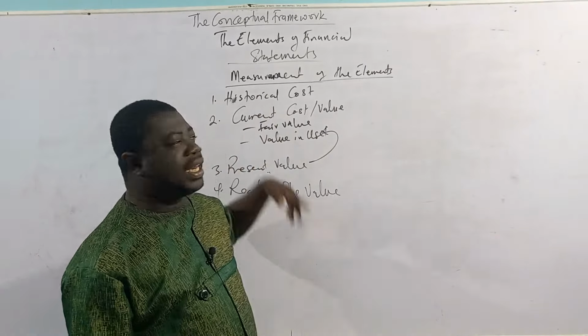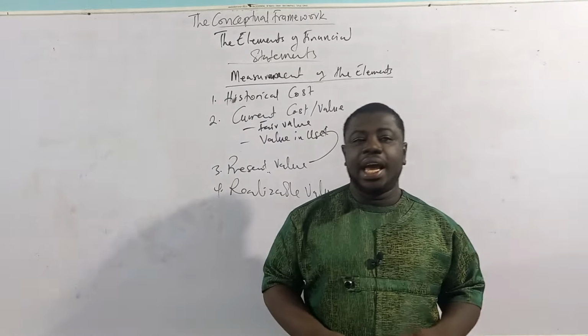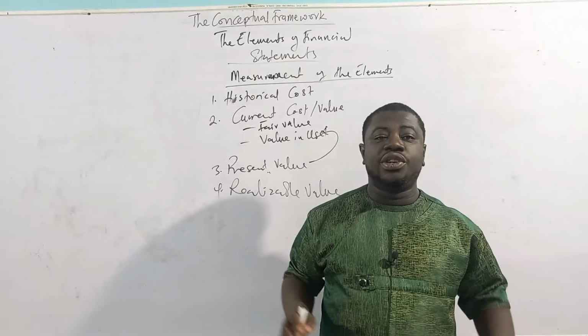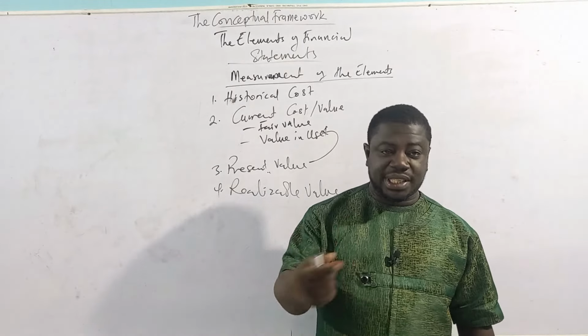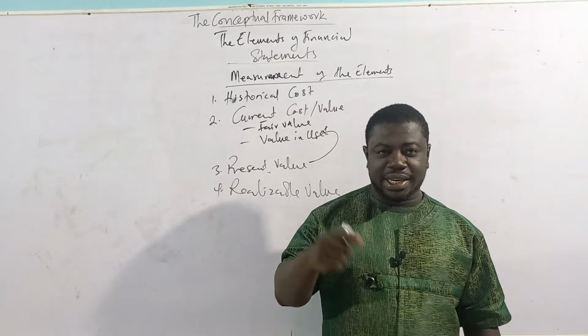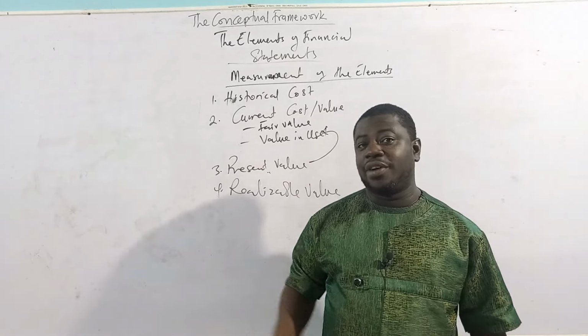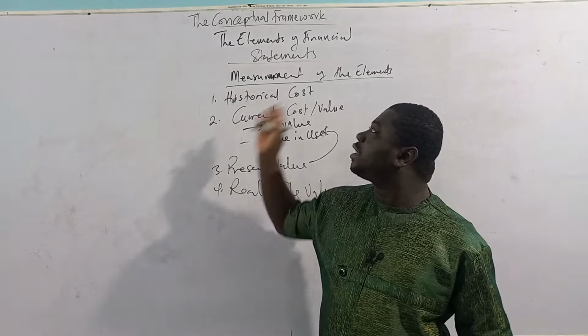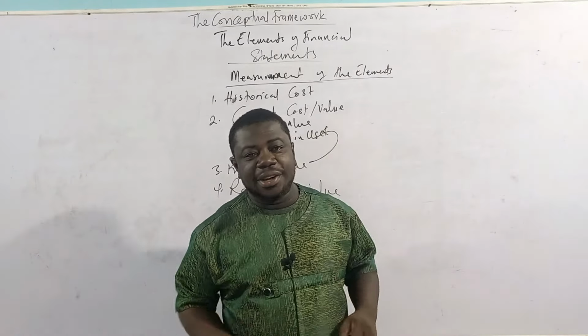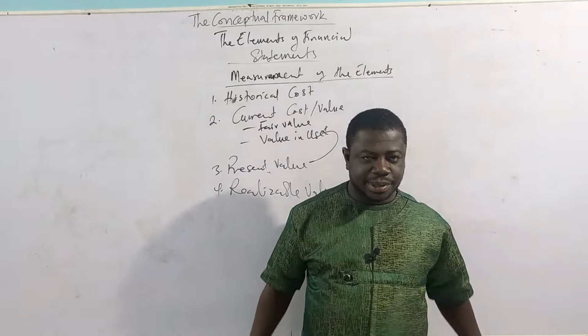So I think these are the differences with the measurement basis. And an organization can use the measurement basis that is best justified. Remember that there is oversight. So when auditors come, you should be able to justify what you have done to them. So these are the measurement bases of the elements of financial statements.